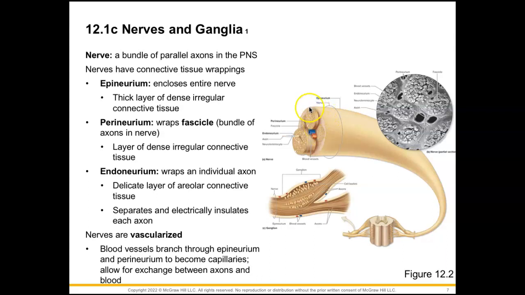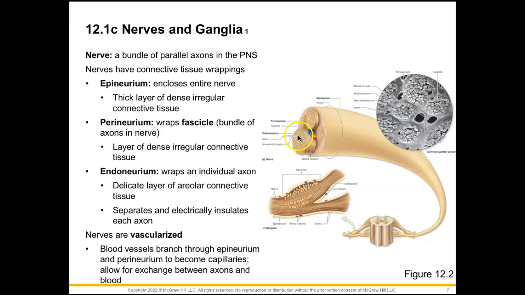So if we look at the nerve itself, the most external connective tissue that we're going to have is called an epineurium. So we're enclosing that entire nerve, and it's a very thick layer of dense, irregular connective tissue. Beyond that, we organize our axons within fascicles, and surrounding each of these fascicles is a perineurium, and this is going to be a layer of dense, irregular connective tissue.